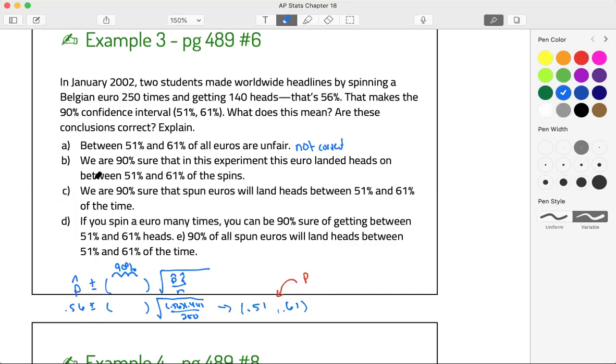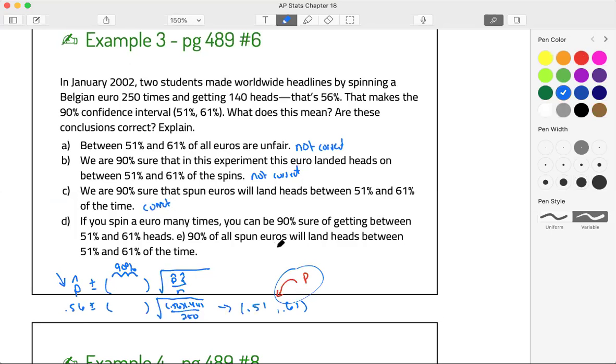All right, B. We are 90% sure that in this experiment, this euro landed heads on between 51% and 61% of the spins. This is, again, not correct because we know 56% of the spins happened. There is no need to make a confidence interval for a proportion. Confidence intervals guess the true p, not p hat. We know what p hat is. All right, C, we are 90% sure that the spun euros will land heads between 51% and 61% of the time. That's correct.